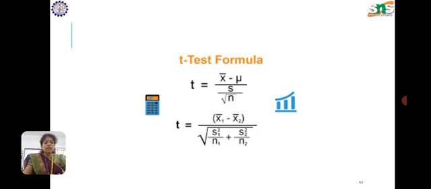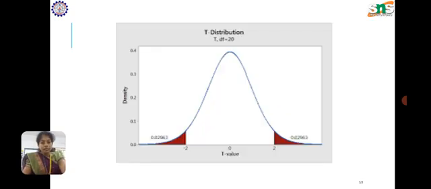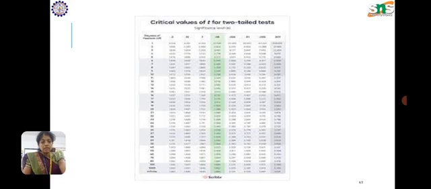This single tail or double tail we will use in seeing the level of significance. This is the t distribution we are having, and this is the level of significance. We have two cases: one is small sample, another is large sample. A small sample size is less than 30. If we have less than 30, we can then see degrees of freedom.